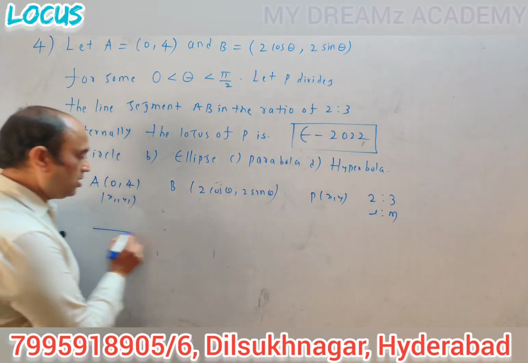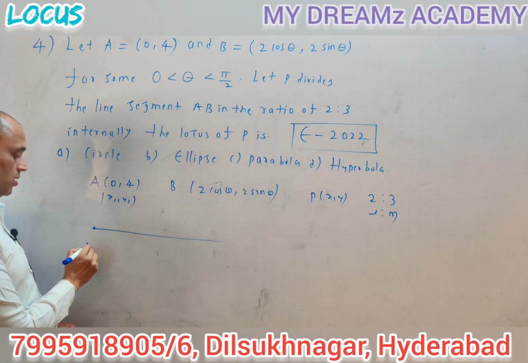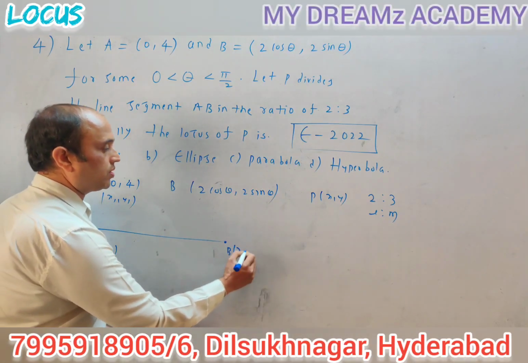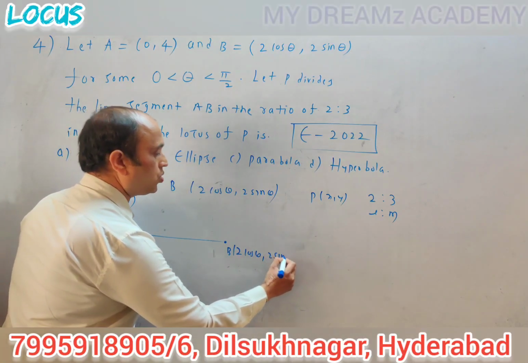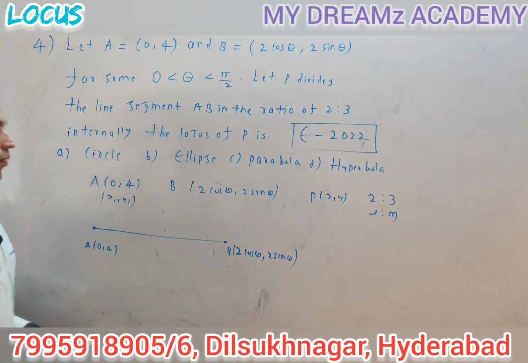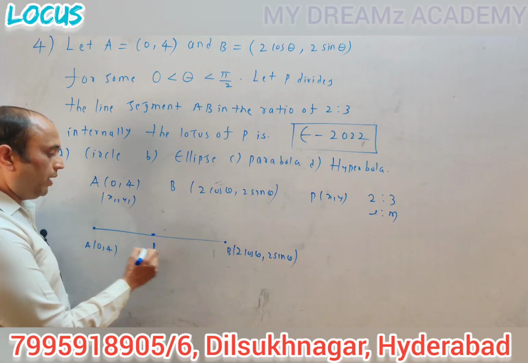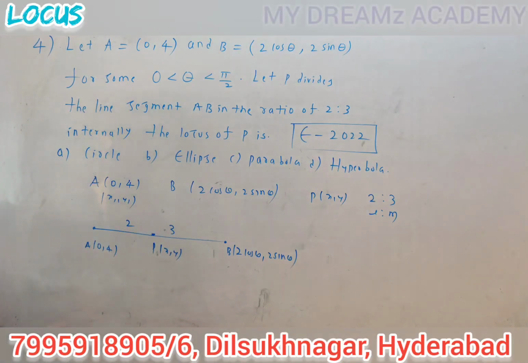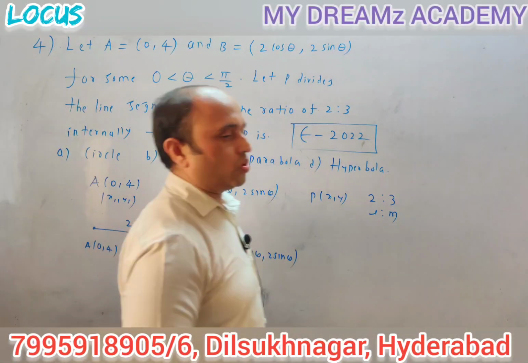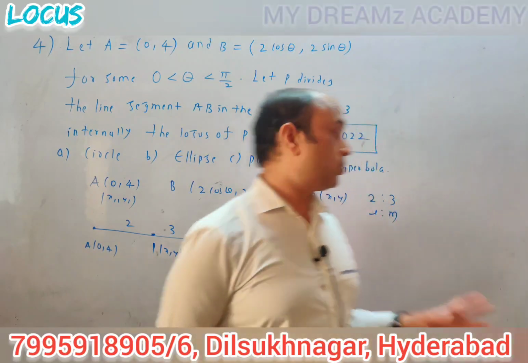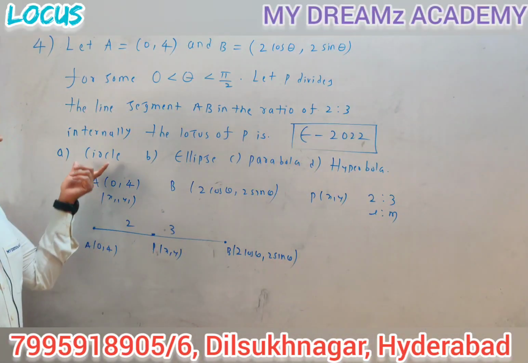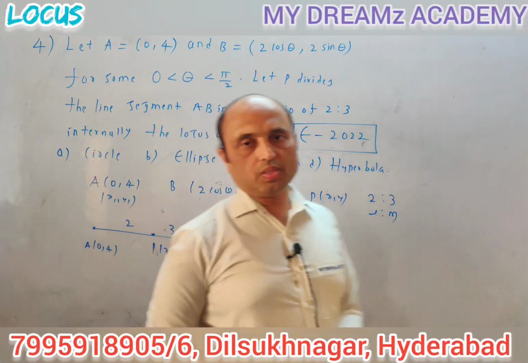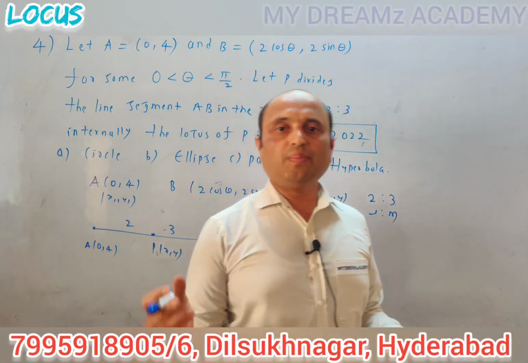So actually these are the 2 points: point A (0, 4) and point B (2 cos theta, 2 sin theta). Our required point P (x, y) divides them in the ratio 2:3 internally. Just apply the formula and we'll get the answer. Then check whether it is a circle, ellipse, hyperbola or parabola. Here we already know the representation of a circle: the general equation of a circle is x square plus y square plus 2gx plus 2fy plus c equal to 0.